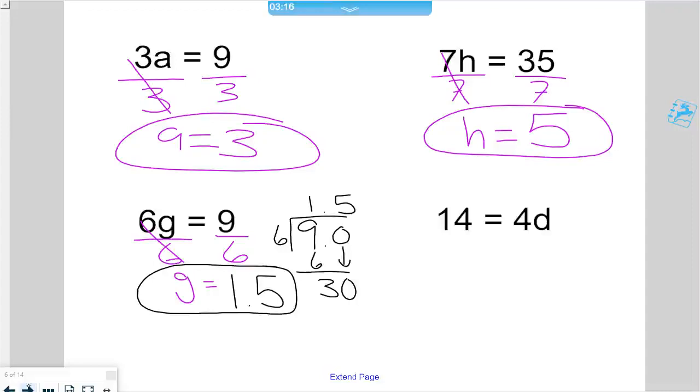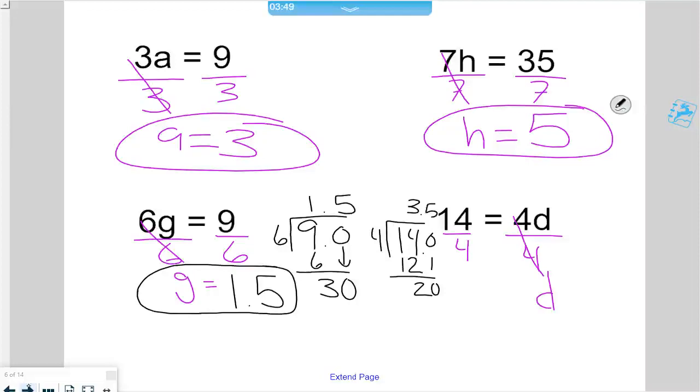14 equals 4 times d. So we're going to divide by 4, which leaves us with d. So now I know that that's not exact, so 14. Four goes into 14 3 times, which is 12. Leaves me with 2. Add my decimal point and bring down a 0, and I get 3.5. So 3.5 equals d.